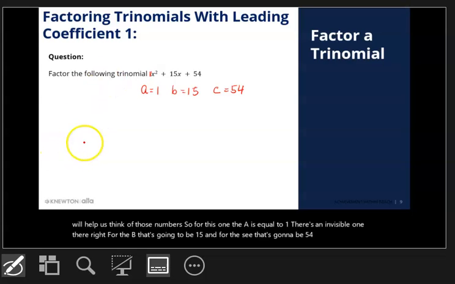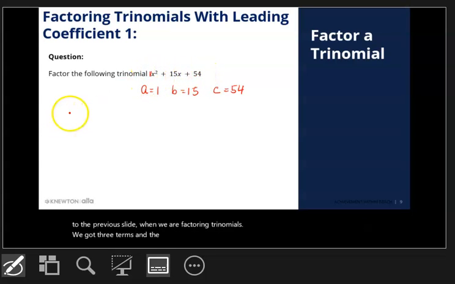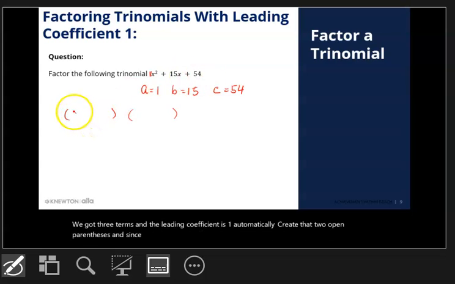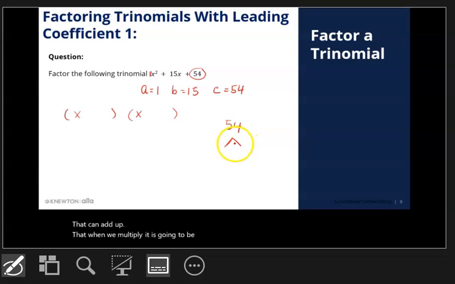So according to the previous slide, when we are factoring trinomials, we get 3 terms, and the leading coefficient is 1, automatically create those 2 open parentheses, and since our variable is x, we put x on both to start with. And now we're going to think about factors of 54 that, when we multiply, is going to be equal to 54, and when we add is going to be 15.